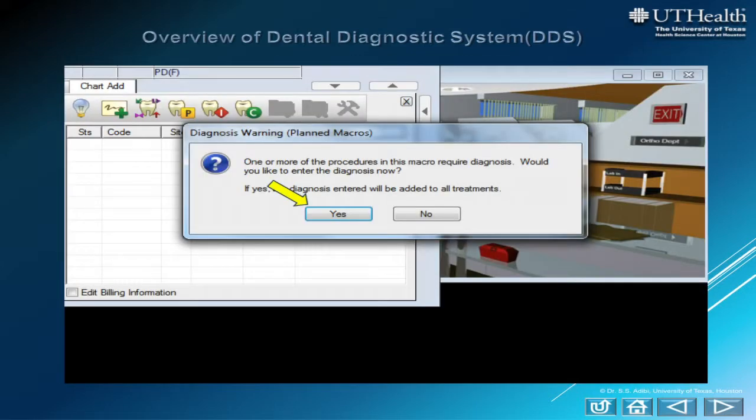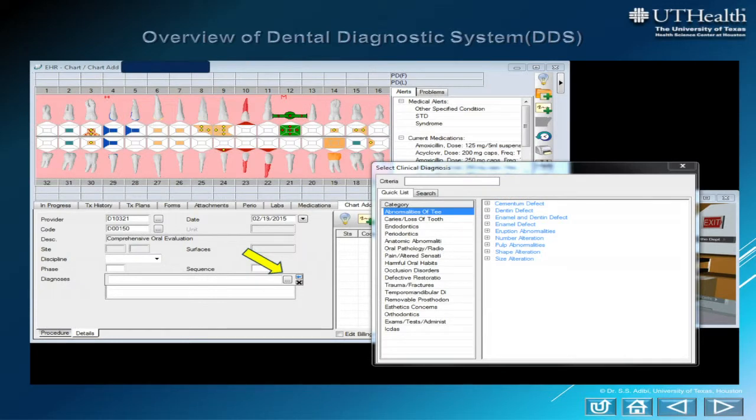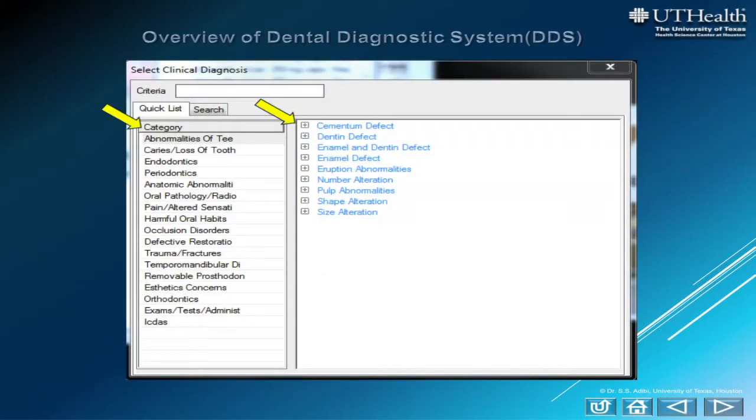Here you will be prompted to select a diagnosis for your planned procedure. Clicking on the Diagnosis button will open up the list of clinical diagnoses for you to select. This window is where you must go after every selection of a procedure code in order to select the appropriate diagnosis.